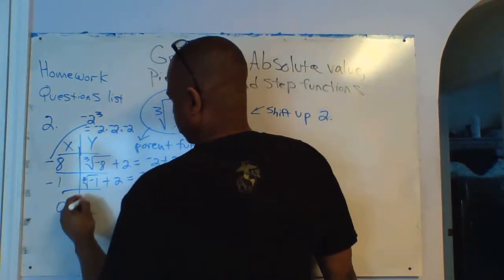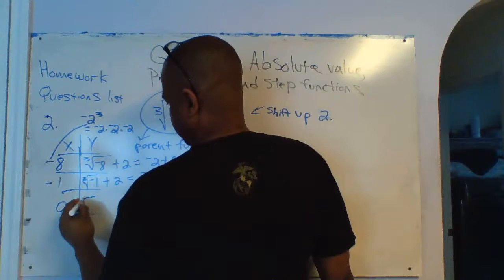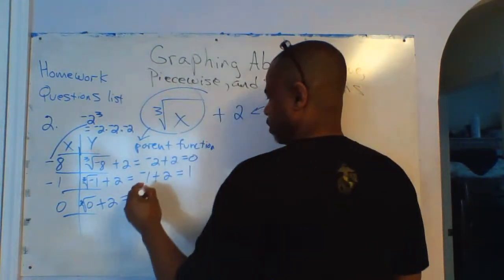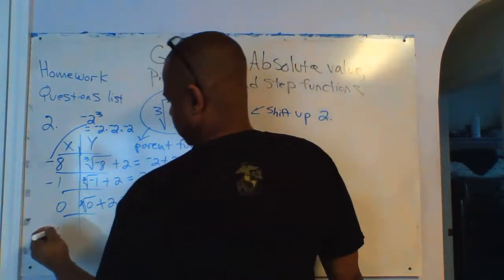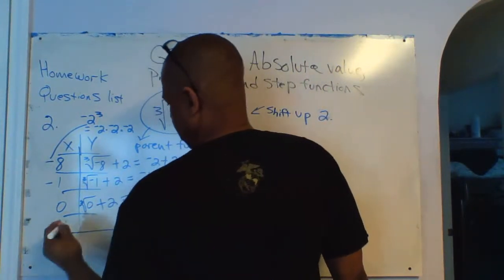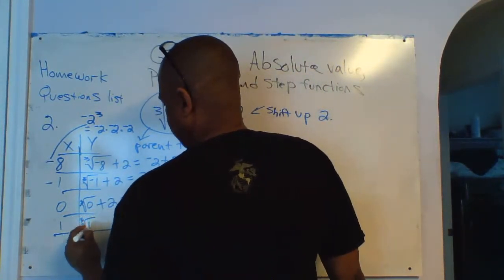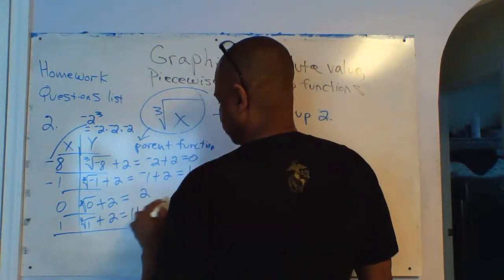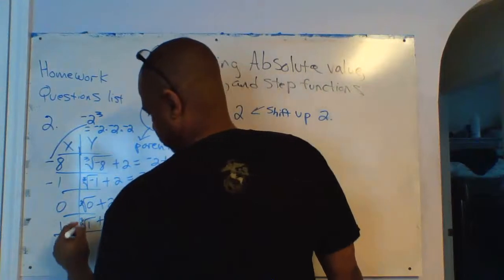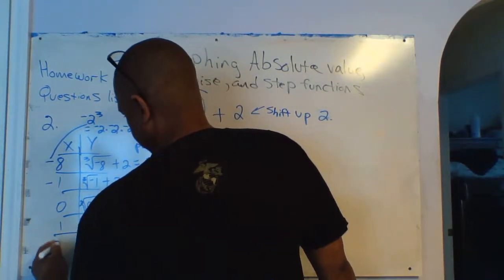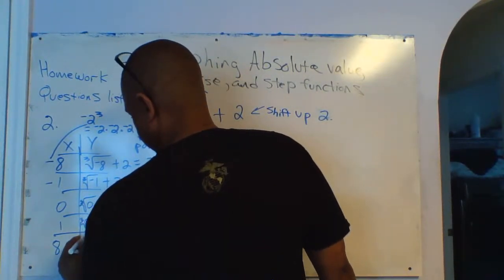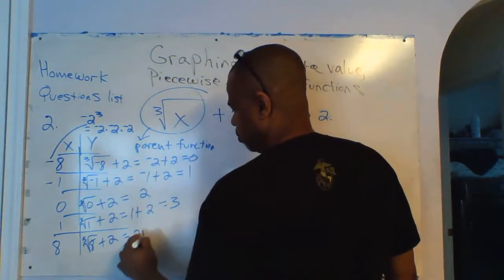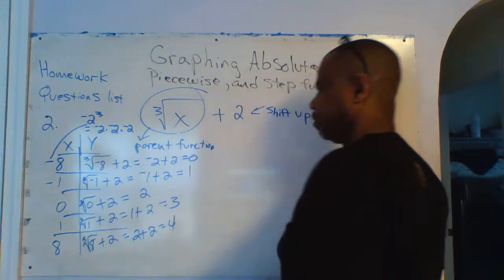Then we plug in 0. That's going to be the third root of 0 plus 2, and that's going to give us just 2. Then we can use 1. The cube root of 1 plus 2 is 1 plus 2, which is equal to 3. Then we're going to do 8. The cube root of 8 is just going to be 2, plus 2 is equal to 4.